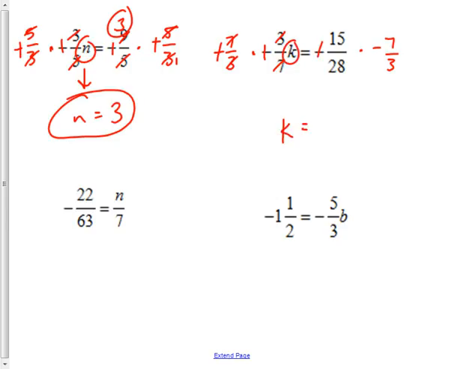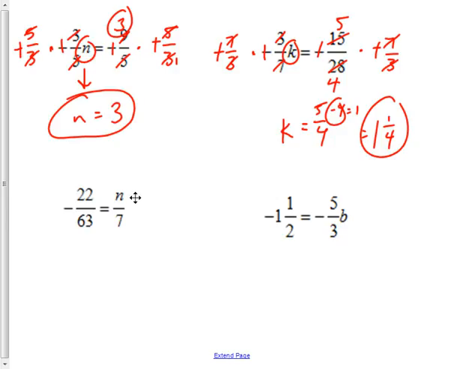Okay, the negatives over here are gone. The 7 is gone. The 28 can change to a 4. The 3 is gone. The 15 can change to a 5 because here we were multiplying by 3's. Alright, so the only thing I'm left with is 5 over 4, so I can write that right here. And I can regroup this and rename it. I can make one whole, and I'll have 1/4 left over. So k is equal to 1 and 1/4.